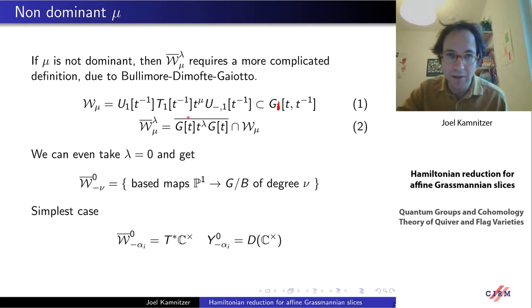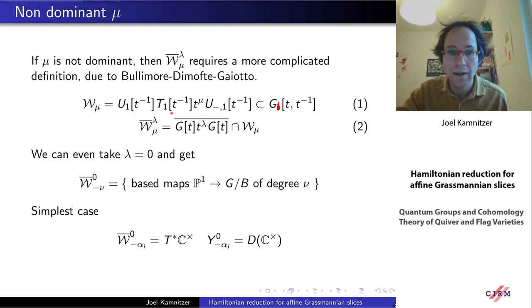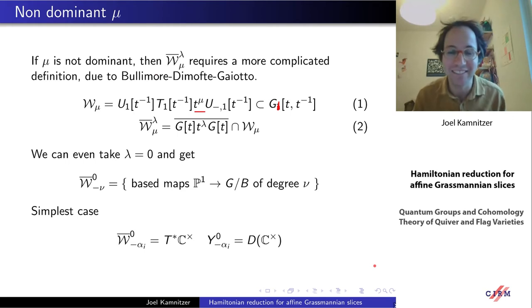And how is it defined? Well, we look for those elements in there which have a kind of Gauss decomposition, where the pieces in the lower triangular and upper triangular parts of the Gauss decomposition are in polynomials in t inverse with this first congruence condition. And then we shove mu into the diagonal part here. So that's the definition of W mu. It looks like a slightly surprising definition, maybe even not very well motivated, but it turns out to be the right definition for a whole host of reasons, which I'll explain.